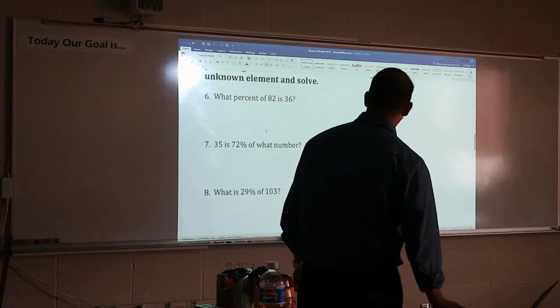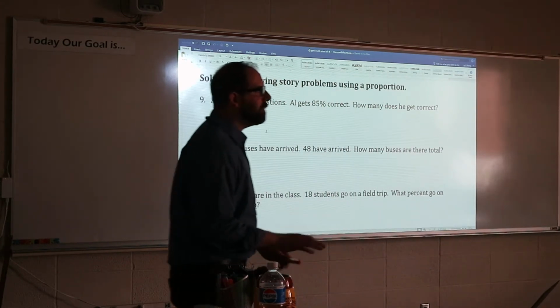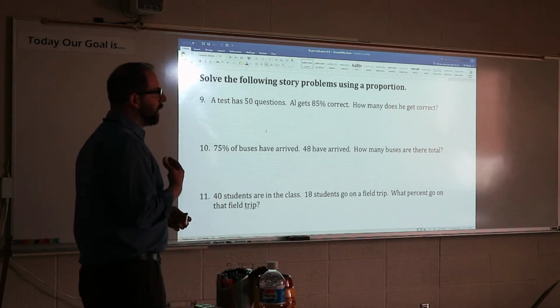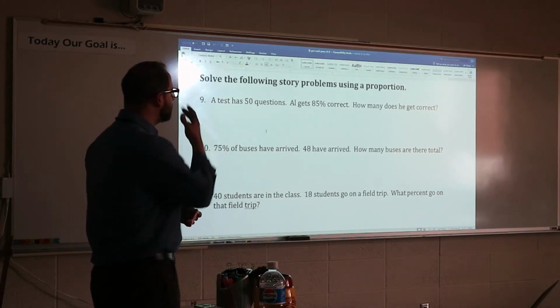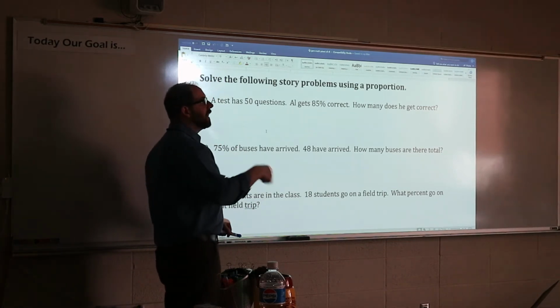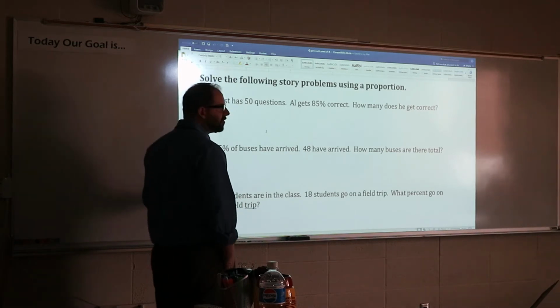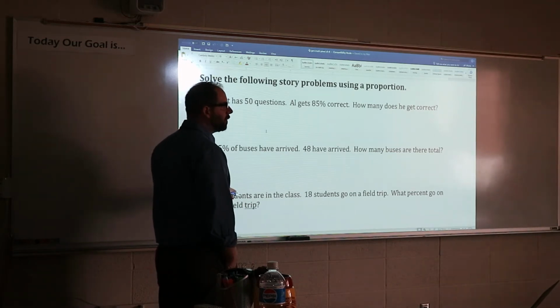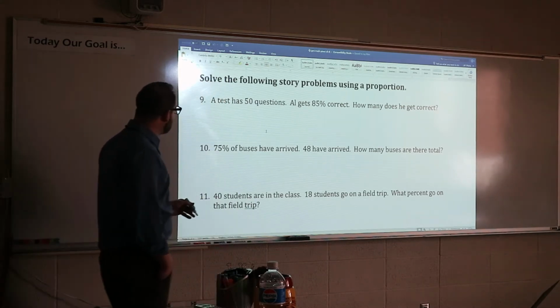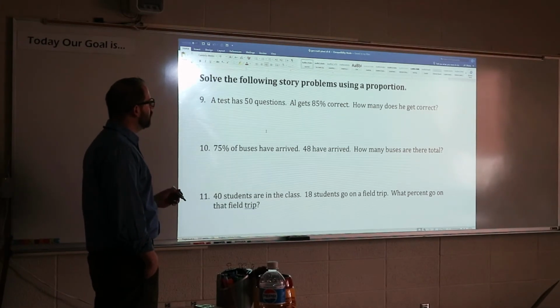We have story problems now, at the very bottom. These, we can use any method you like. I'm going to use the story problem method where we use proportions, because that's what the book recommended. It's kind of like what we did in those other ones. So, I'll do one of these 3. Which one would you like me to do? You can choose: 9, 10, or 11. First one, okay.